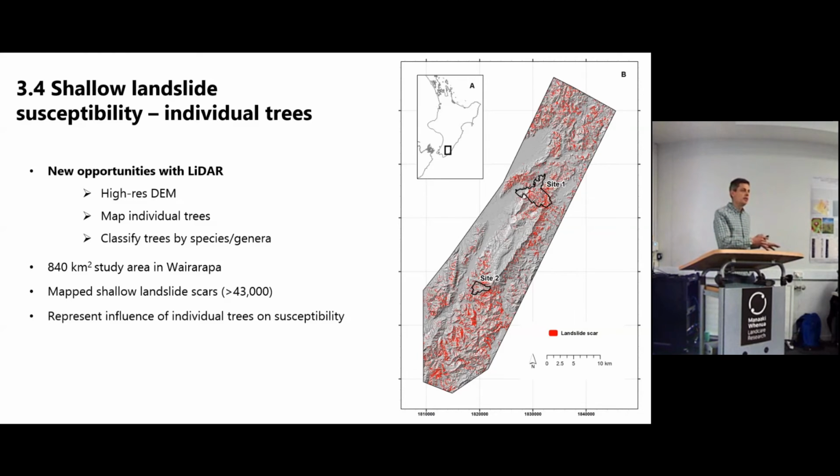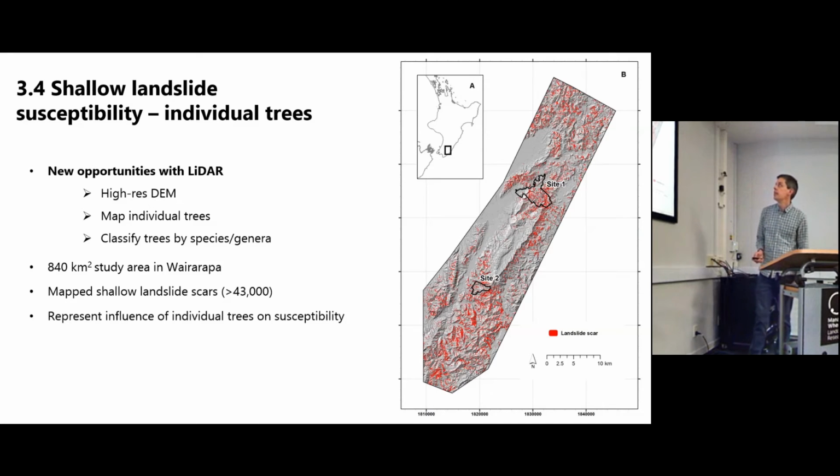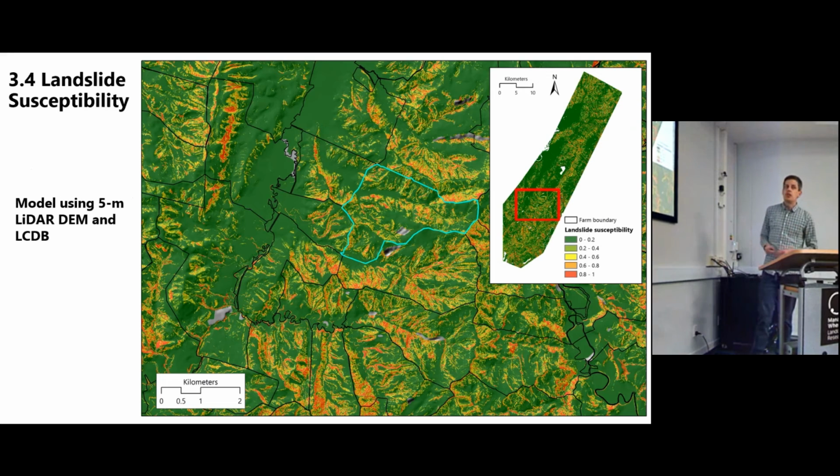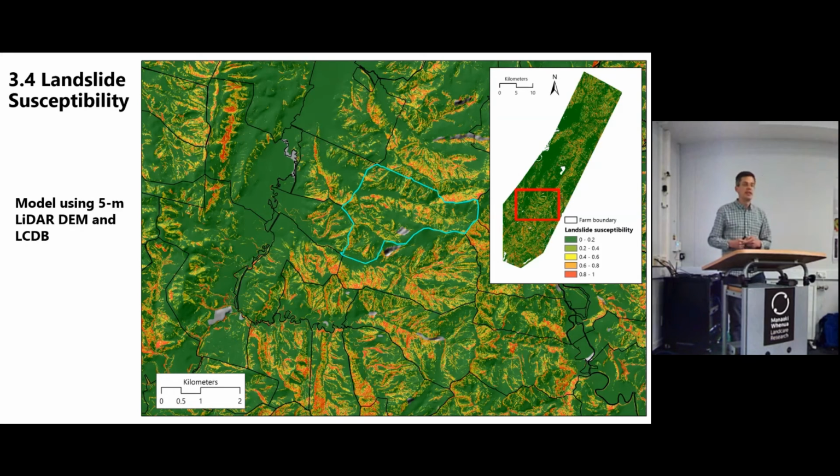So the work I showed you earlier was focused on using land cover information, so LCDB-based, over large areas, regions in particular, but at high resolution. This is now going down much more towards a farm-scale focus, down to the scale of individual trees. And so the test area for this is in the Wairarapa. It's a study area of over 800 square kilometres. We mapped over 43,000 landslides in that area. And if we zoom into a case study farm, just to illustrate the application of these high resolution methods, we've chosen this farm here.